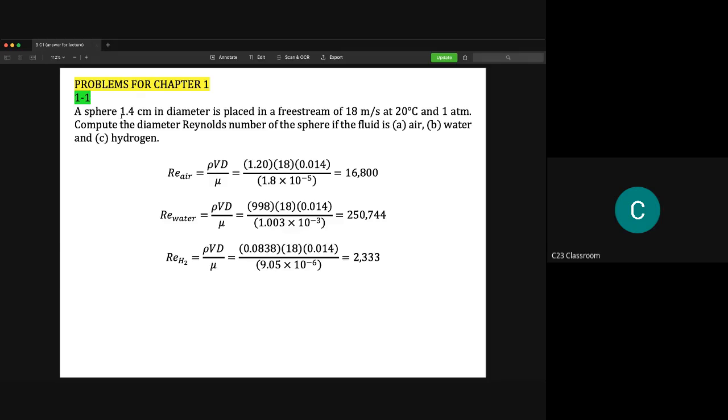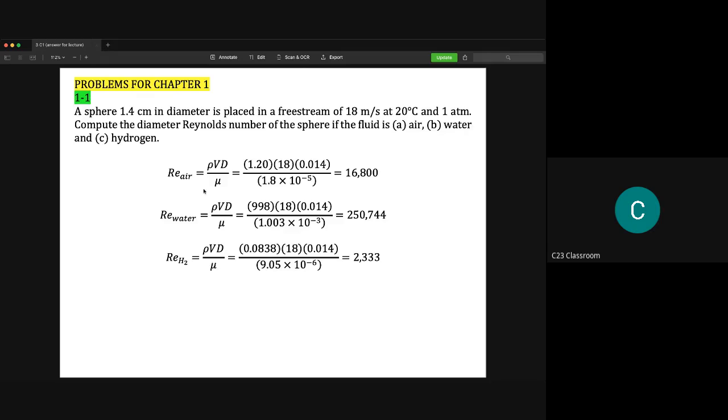So a sphere with a 1.4 centimeter diameter is placed in a free stream of 18 meters per second at 20 degrees Celsius and 1 atm. Compute the diameter Reynolds number of the sphere if the fluid is air, water, and hydrogen. So we have a common gas, air, a common liquid, which is water, and a very specific gas here. So this is the answer.